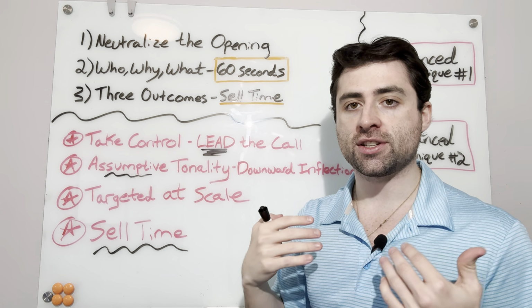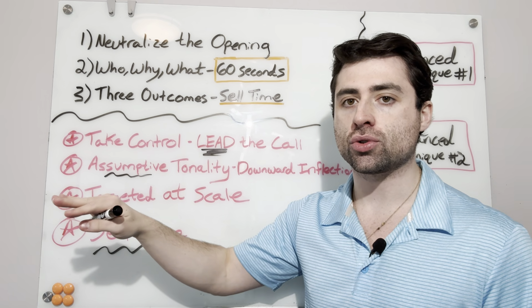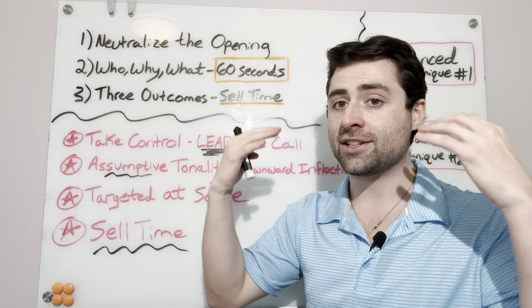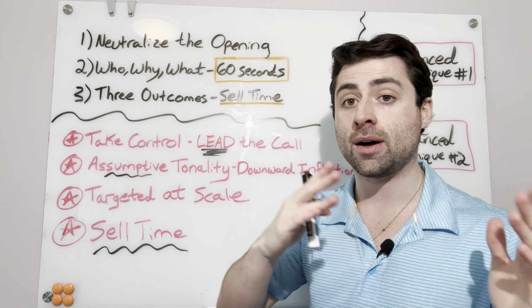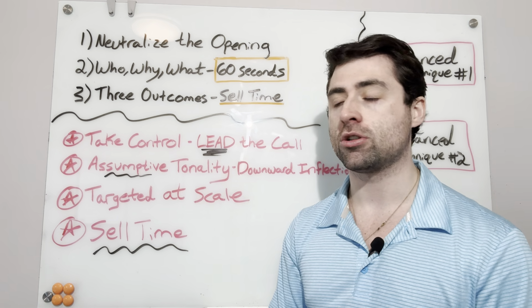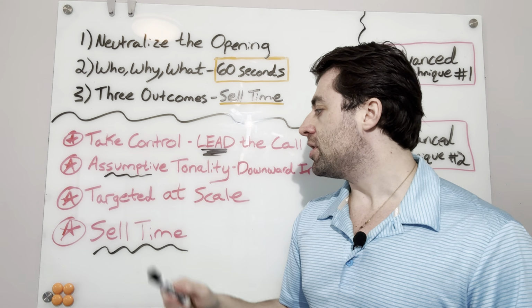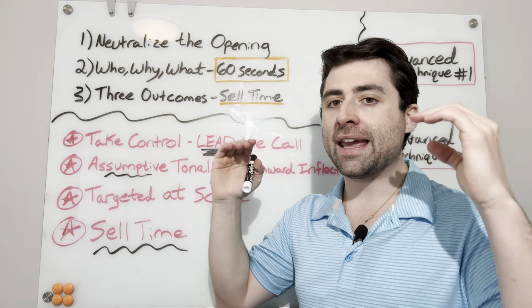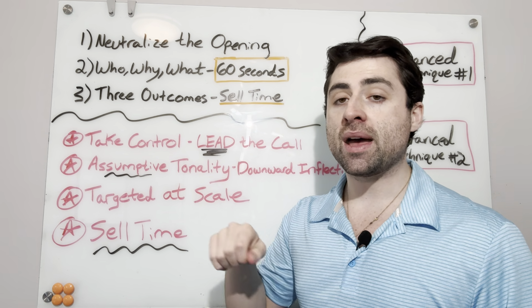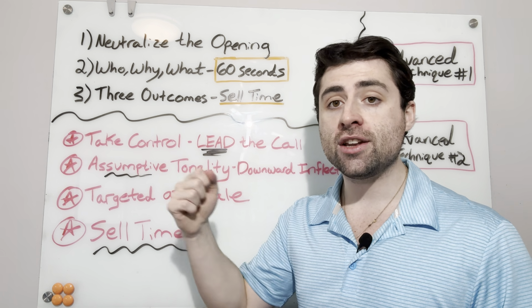And for new SDRs especially, it's when they lose that control and go off script that tonality gets worse, they move from assumptive to passive, and it becomes a lot harder to book the meeting. Value statements allow you to be targeted at scale because you can maintain this structure, but depending on who you're calling, you can change those key words.